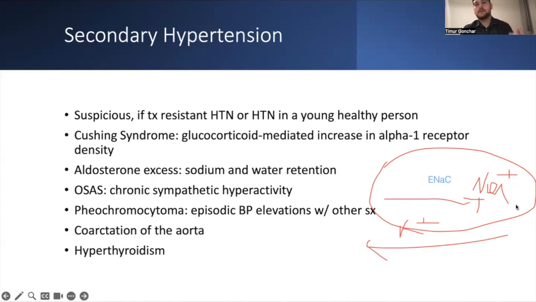There are several causes of aldosterone excess. For instance, Conn syndrome, which is basically an adrenal tumor in the zona glomerulosa, which will result in increased aldosterone production. It might also be bilateral enlargement of the adrenal glands. So several causes. Another cause of secondary hypertension is something called OSAS, which is obstructive sleep apnea syndrome.